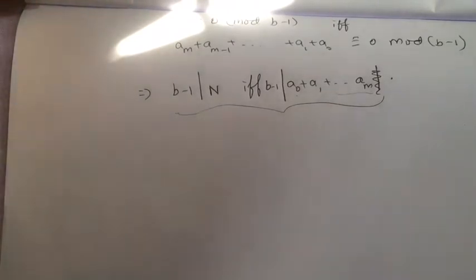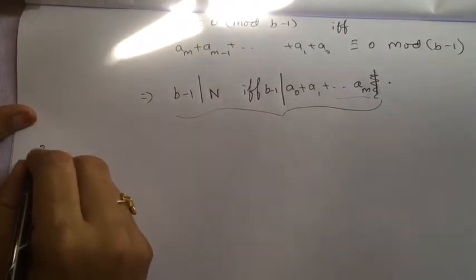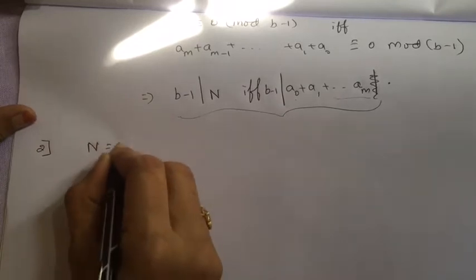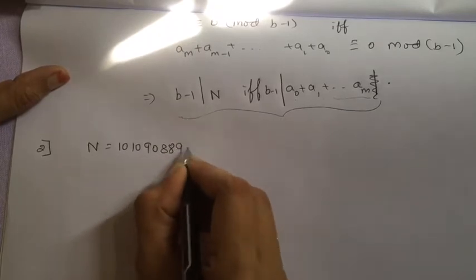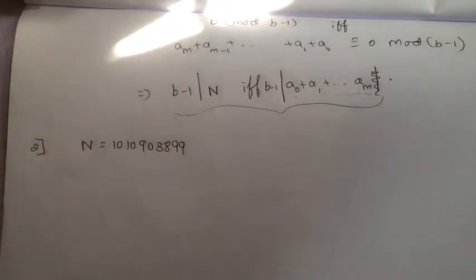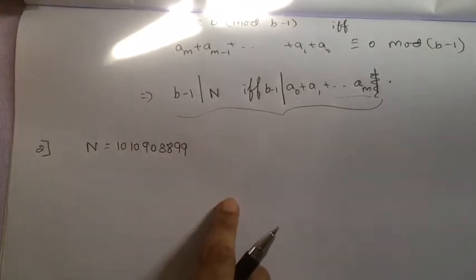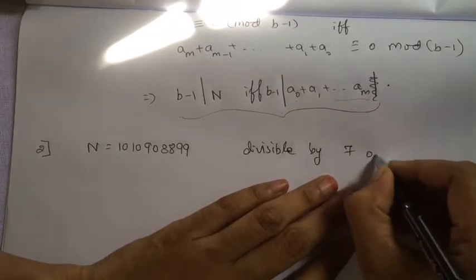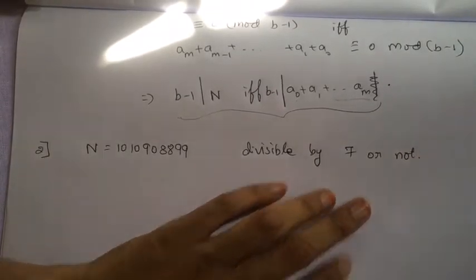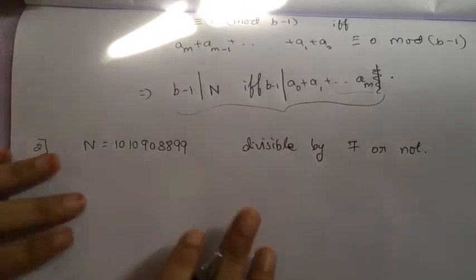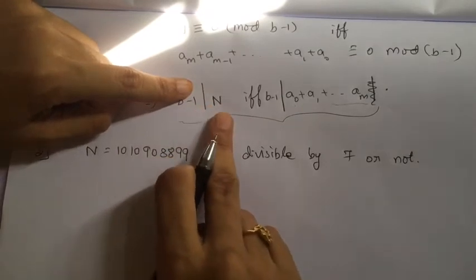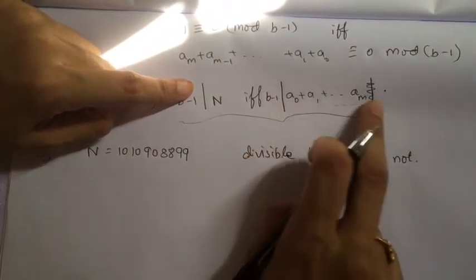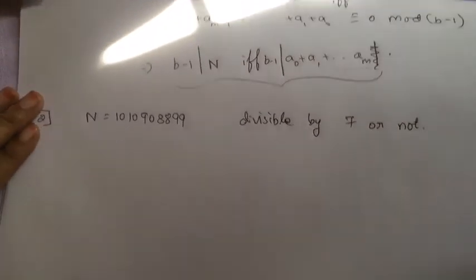Check whether the integer n equals, say, 101090, a big number, 8899, is divisible by 7 or not, without performing the actual division. For that, I am using the same result: b minus 1 divides n if and only if b minus 1 divides the sum of the coefficients.